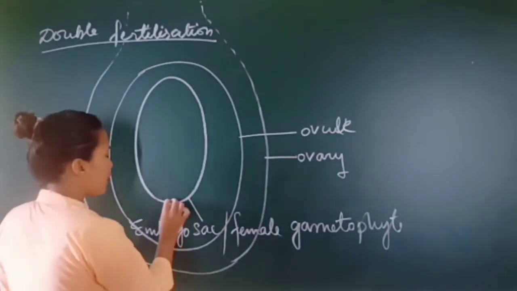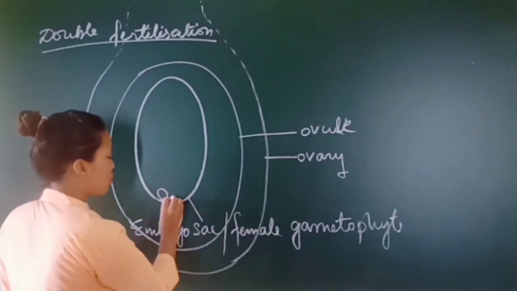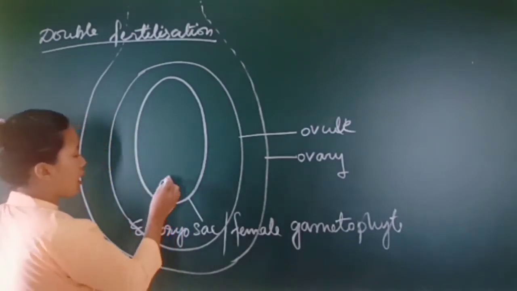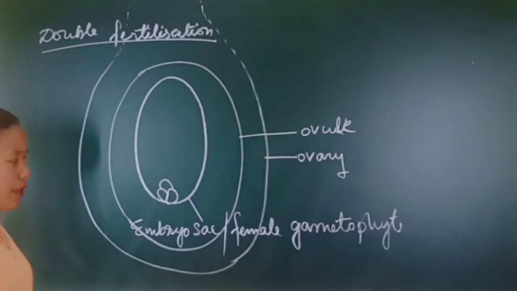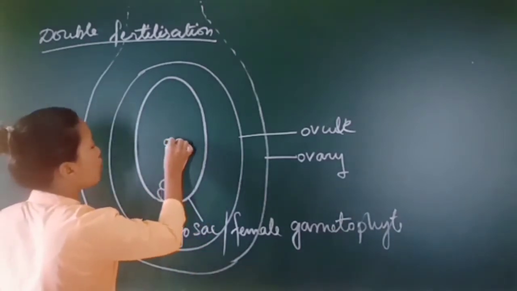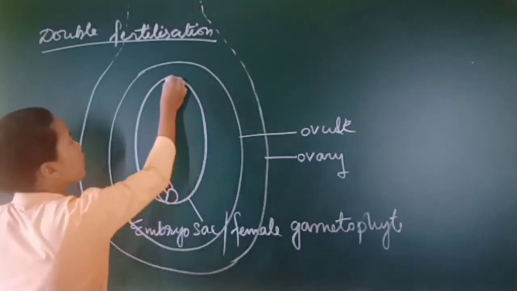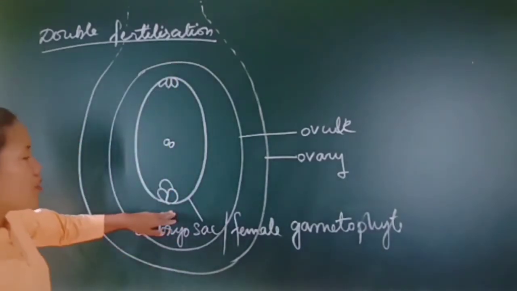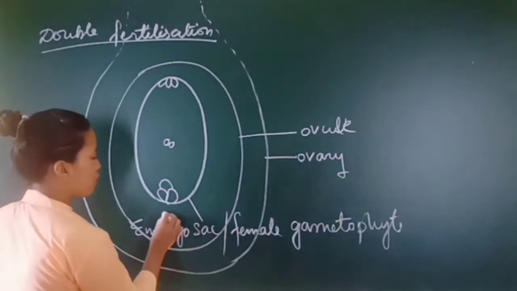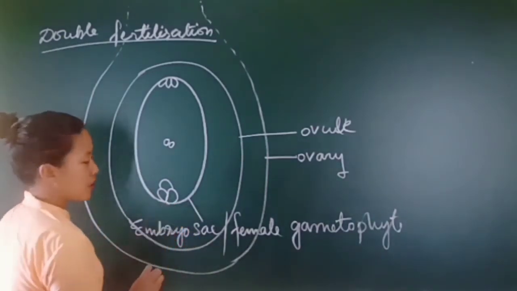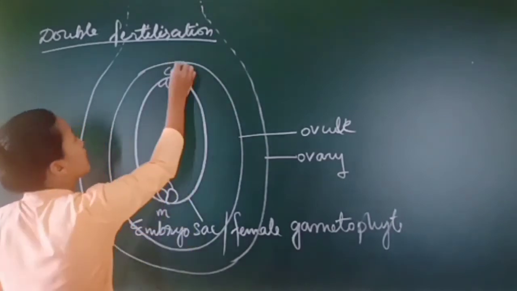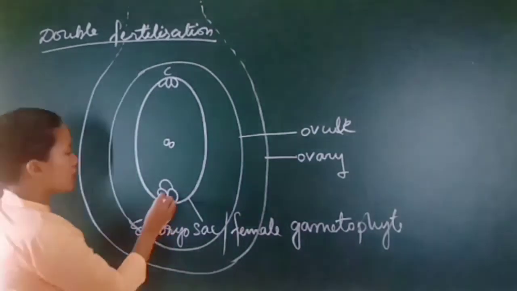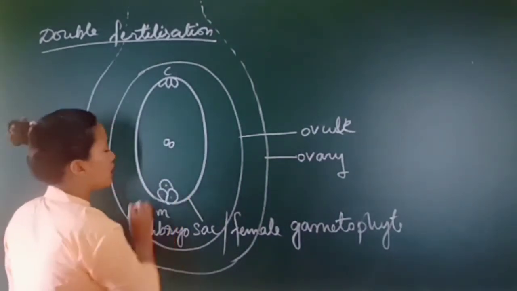We know that in a female gametophyte there are two synergids and one egg, and this part is called the egg apparatus. Now we have two polar nuclei in the central cell, and then we have three antipodals towards the chalazal end, opposite to the micropylar end. I'll just write M and C. So this is the micropylar end, this is the chalazal end, these are the synergids, and this is the egg.